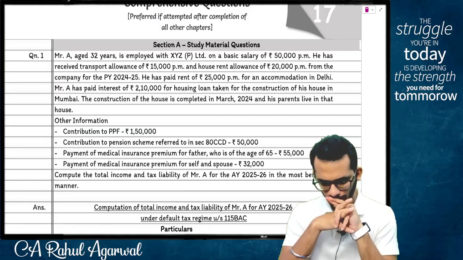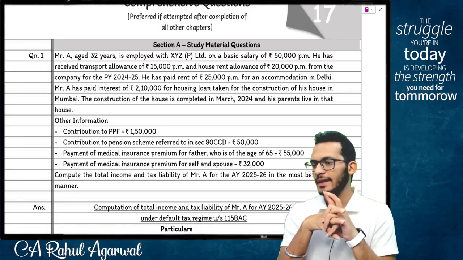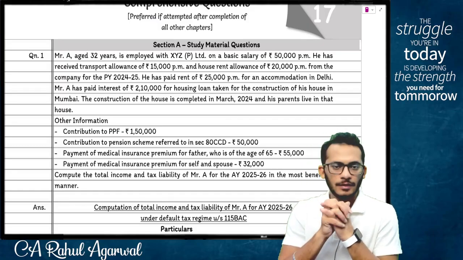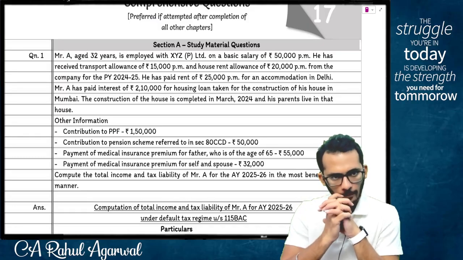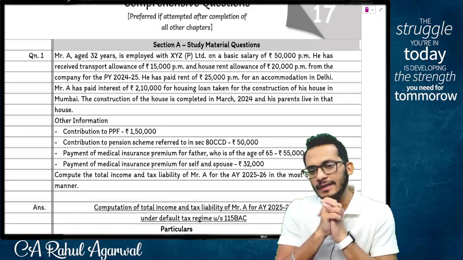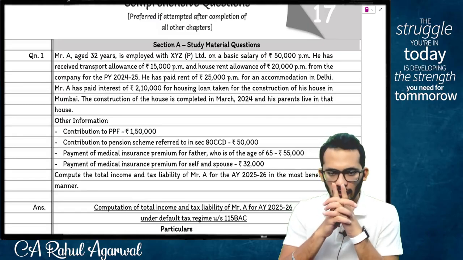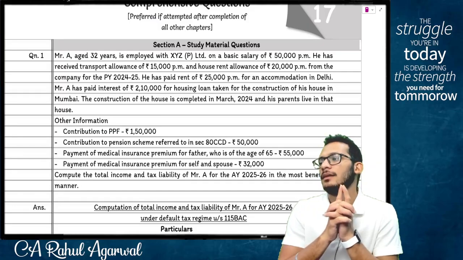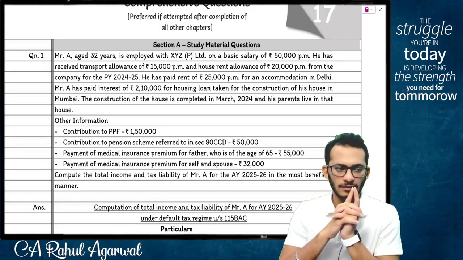Under that, point number A, 80C. What are we claiming, people? 80C hyphen PPF. In the second column, the number is 1,50,000.